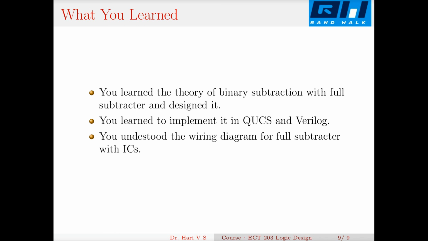Then you developed this module in Verilog. Then you ran the test bench, and you verified the truth table. Then you understood the wiring diagram of a full subtractor with the integrated circuits like 7486, 7432 and 7408. And that is the end of this presentation.